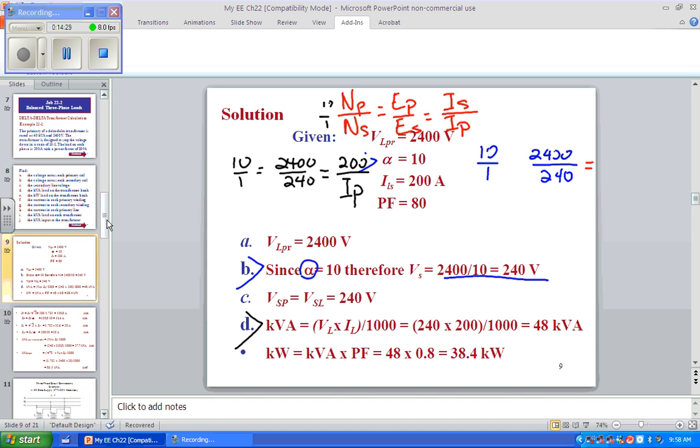So we have 240 times 200. I take 240 times 200 is equal to 2400 times IP, right? If we cross multiply, I think that's what they're doing. So we get 48 kVA, and I guess we were told that this is 80% efficient somewhere. I didn't see that, but that's okay. So we have 38.4 kW. 0.400 times 2.